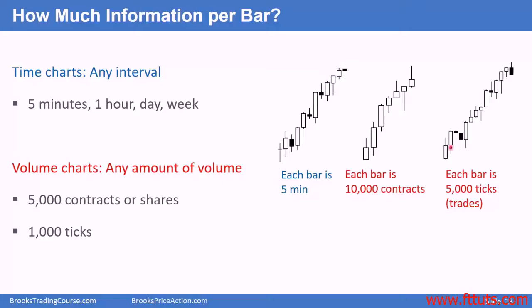Here is a tick chart. For example, 5,000 ticks, where each tick is a trade. So if a trade takes place, that's 1 tick. If the trade has 200 shares in it or 200 contracts in it, it's still 1 trade. If it has 1 contract in it, it's 1 trade. And as soon as there are 5,000 trades, the bar ends and another bar begins.